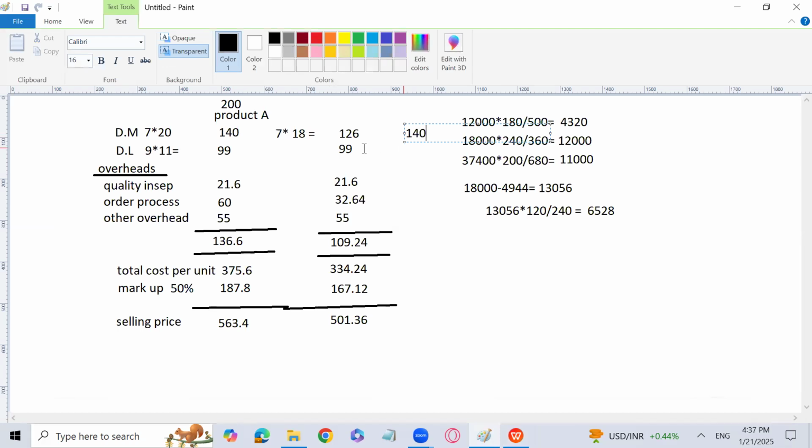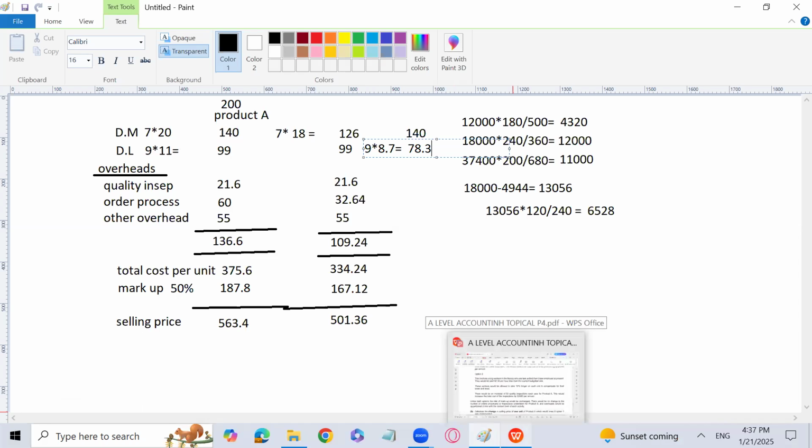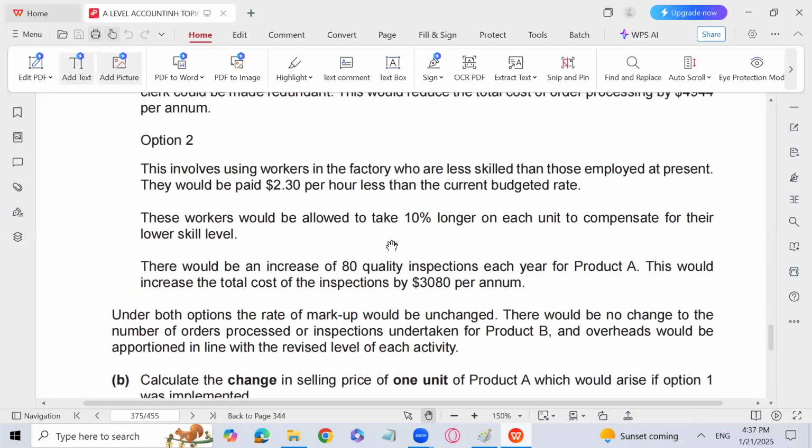The material price will remain the same, which is 140 for option B, but the direct labor is going to be 9 times (11 minus 2.3). What does 11 minus 2.3 come to? 8.7. So the rate is now 8.7 per hour, because 2.3 has been decreased because of the less skilled workers.